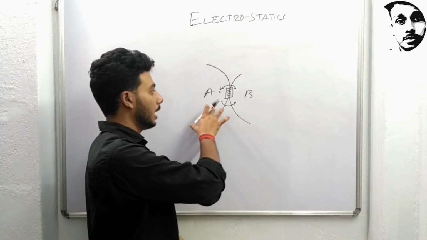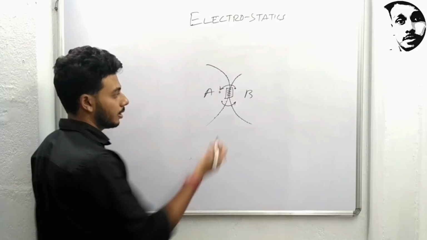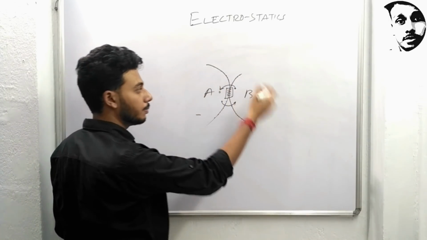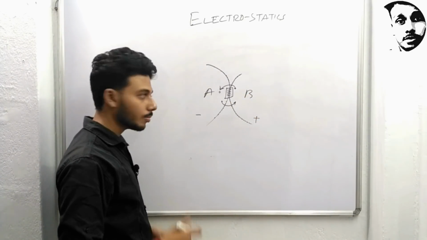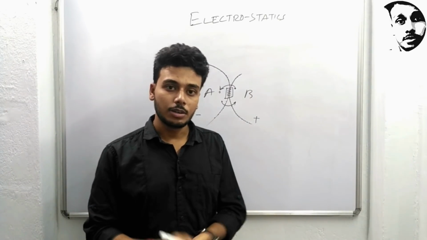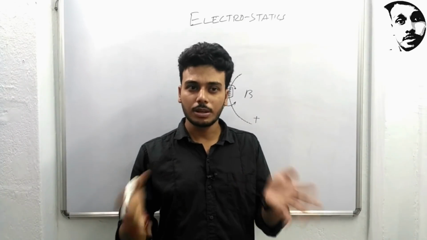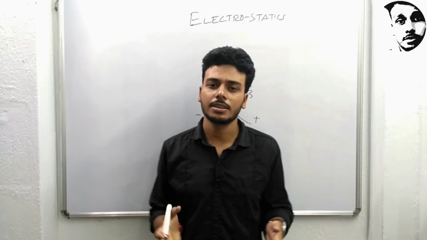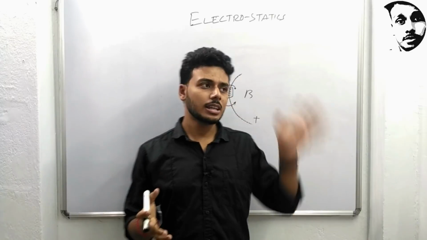A has the excess of one electron. So eventually A will become negatively charged because that electron is present, and B will become positively charged because of the absence of that electron. So that is the basic reason behind what is going on. When you rub two substances, they will become charged.